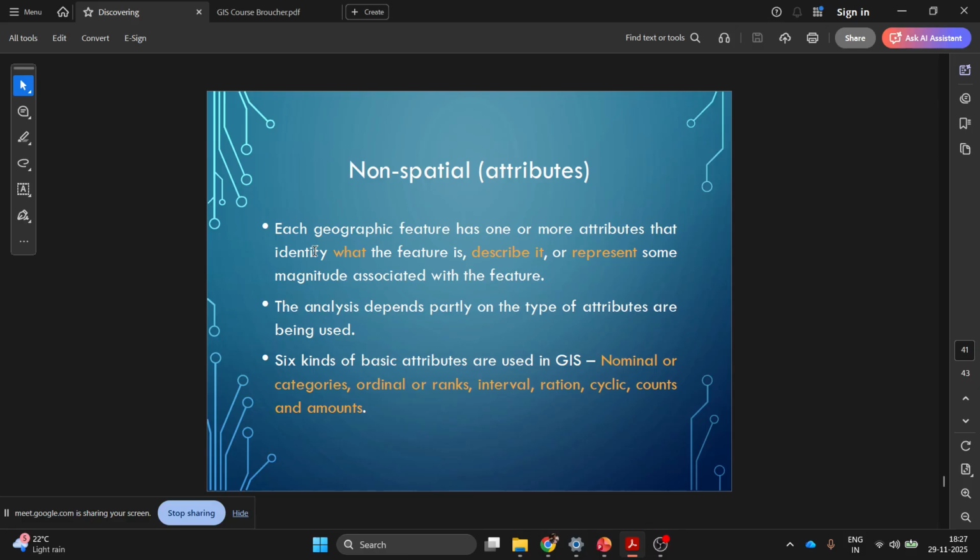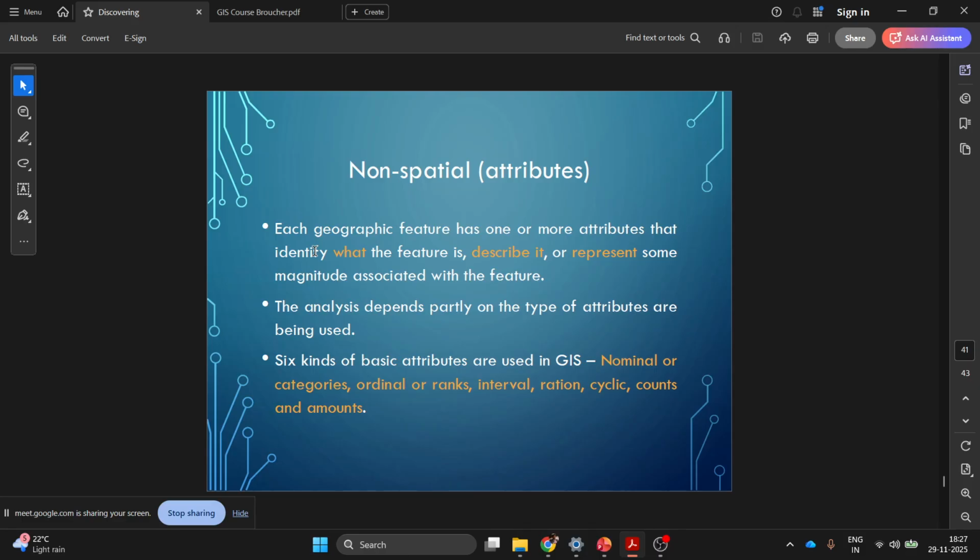What is the attribute of a particular area? That is what we are now going to discuss. Each geographical feature has one or more attributes that identify what the feature is, describe it, or represent some magnitude associated with the feature. The analysis depends partly on the type of attributes being used. Six kinds of basic attributes are used in GIS.